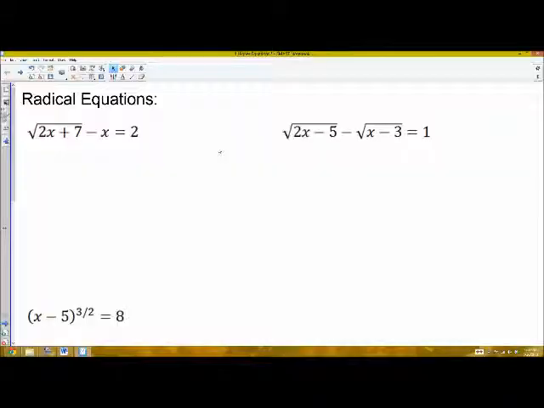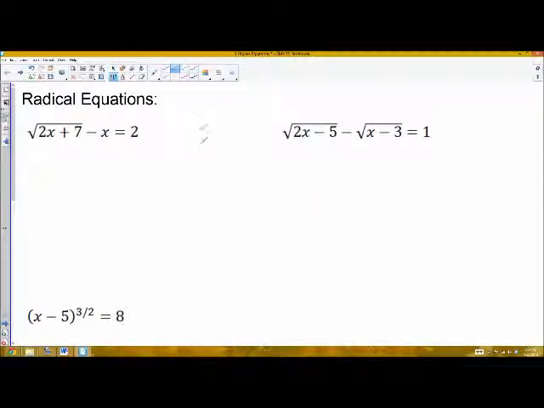So besides quadratic equations, there's a couple other types of equations that you should be familiar with for the final exam. The first of which is radical equations. And we have two examples here of the varying difficulty of radical equations that you would see on the final exam. So let's see how to do a couple of these.